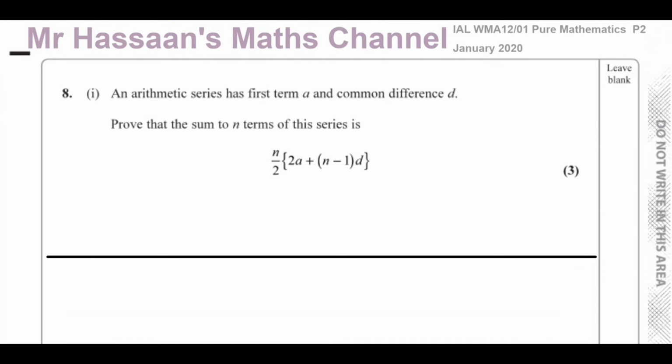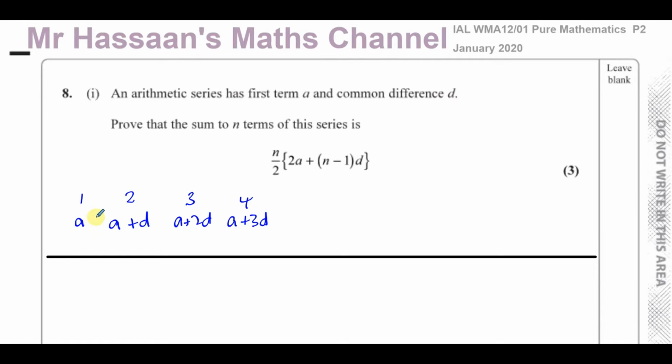Now, it says an arithmetic series has a first term A, so the first term is A, and a common difference D. That means to get to the next term, you have to add the common difference. So the second term is going to be A plus D. And the third term is going to be A plus D plus another D, so that's going to be A plus 2D. And the fourth term is going to be A plus 2D plus another D, which is going to be A plus 3D.